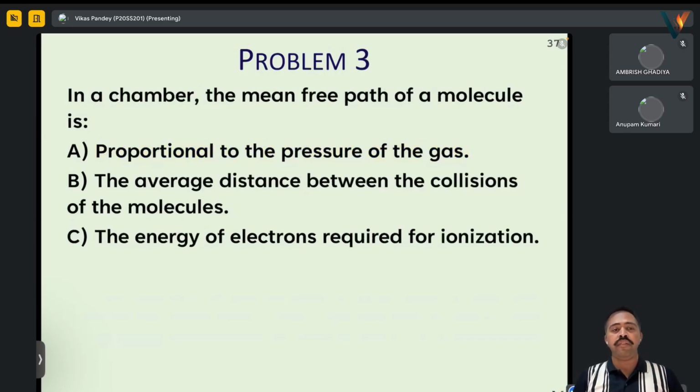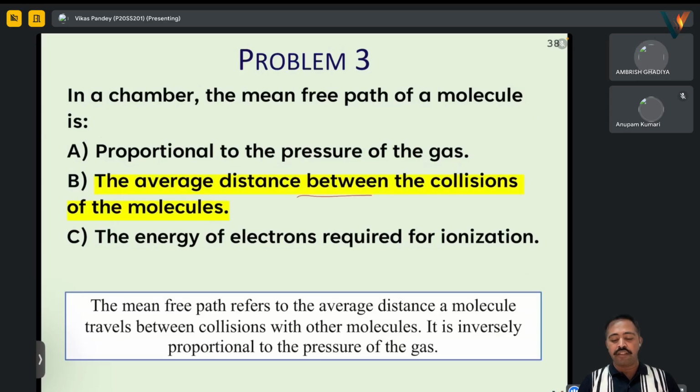In a chamber, the mean free path of a molecule is proportional to the pressure of the gas, proportional to the average distance between the collision of the molecule, or the energy of electrons required for ionization. A, proportional to the pressure of the gas. Mean free path is the average distance between the collision of the molecules. It is not directly proportional to the pressure of the gas. If we increase the pressure of the gas, there is not a linear relation. At one point it will be optimal. After that, it will decrease. Below that also, it will lead to other effects.